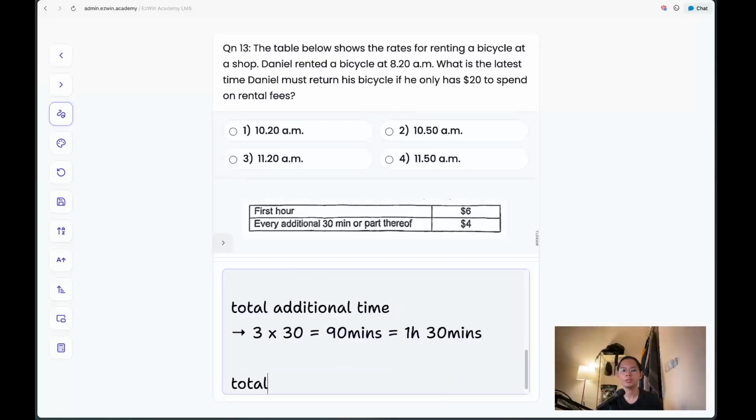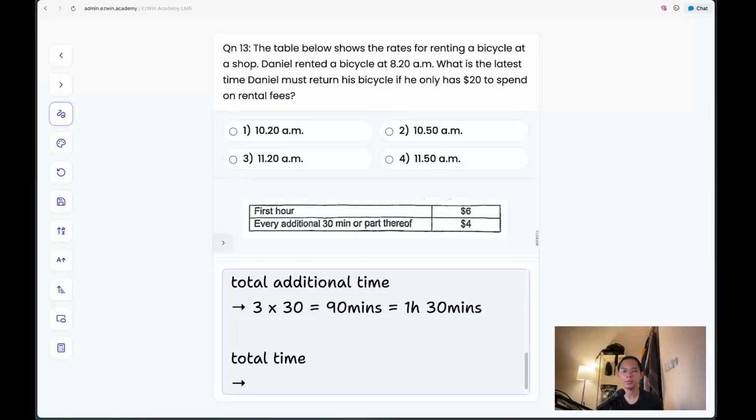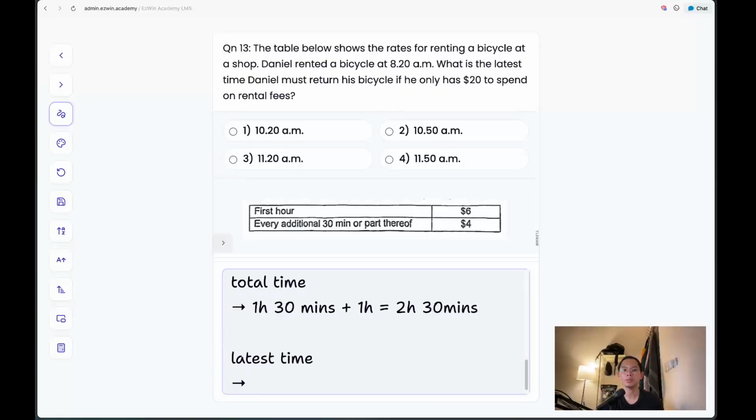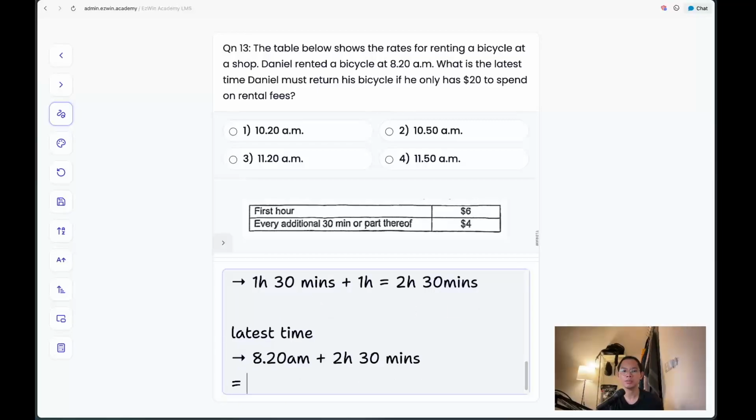So total time will be equal to 1 hour 30 minutes plus 1 hour, which is equal to 2 hours 30 minutes. So latest time would then be equal to 8:20 a.m. plus 2 hours 30 minutes, which in this case is equal to 10:50 a.m. That is option number 2 for question number 13. Let's move on to the next question.